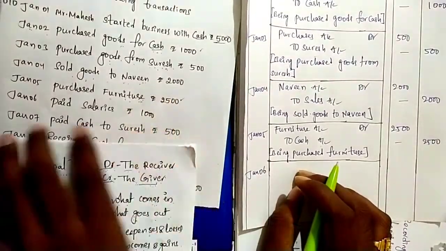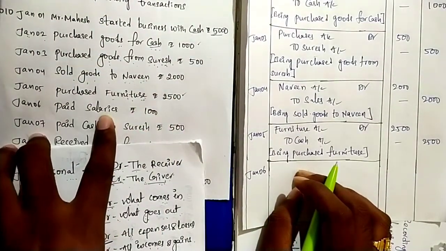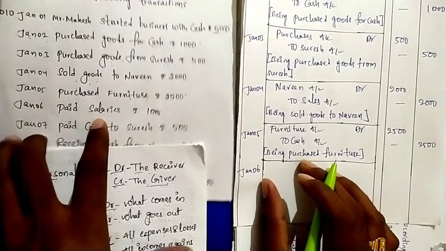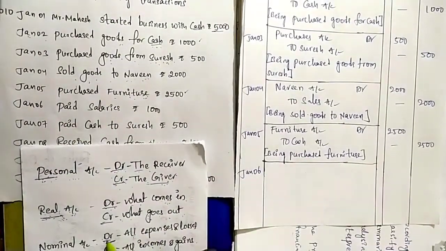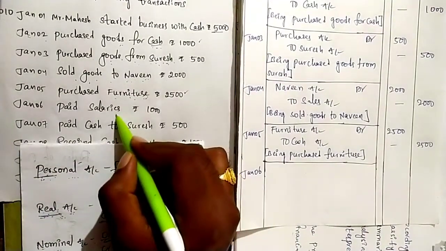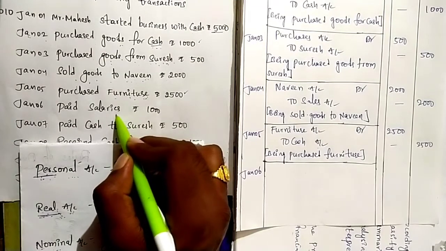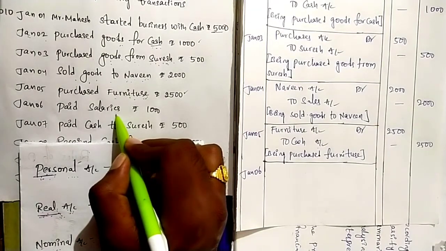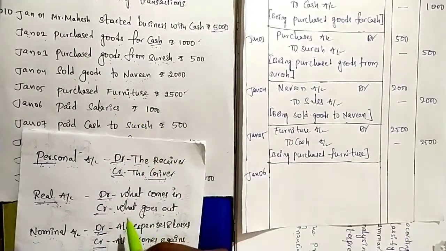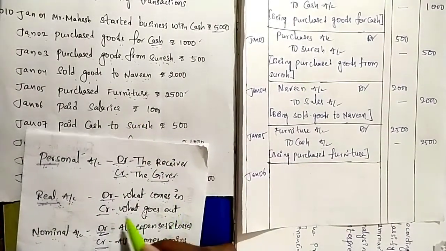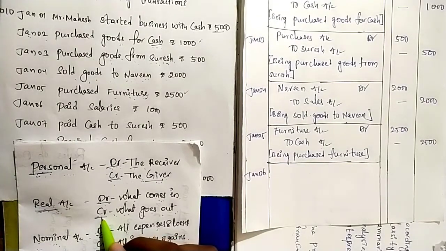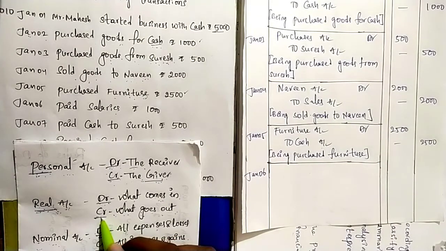See this, paid salaries. Salaries is one of the expenditure, right? So all expenses will be debited as per the rule of nominal account. So salaries account is to be debited. So at the time of paying salaries, cash goes out from our business. When cash goes out, that will be credited. So cash account is to be credited, salaries account is to be debited.